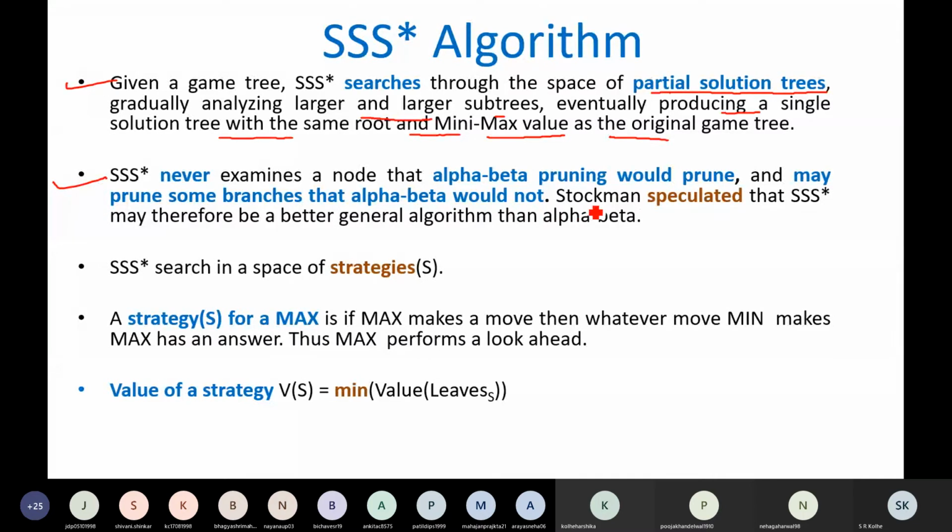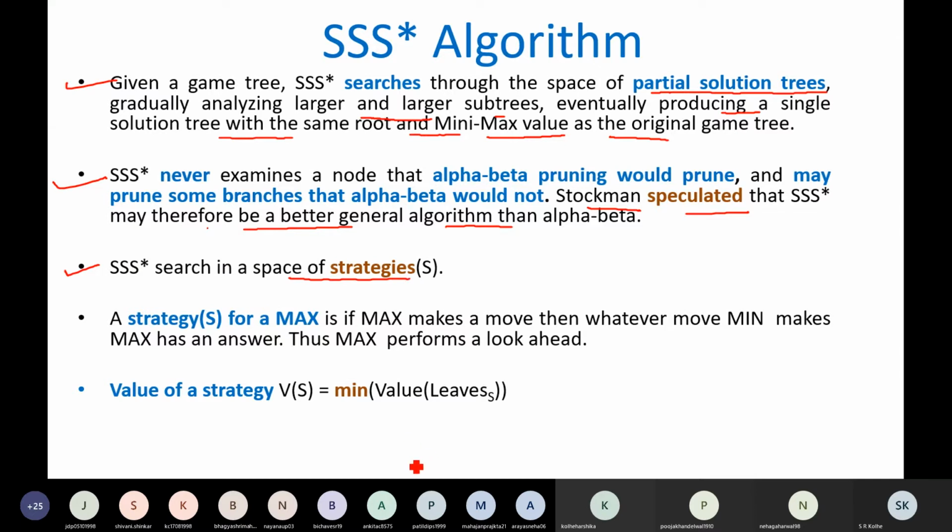At that time, you will find in the literature that Stockman speculated that SSS star may therefore be a better general algorithm than alpha beta cutoff. But later on you will find that SSS star has not been used much because of the complexity involved in implementation of this algorithm. But theoretically it is better than alpha beta cutoff algorithm. Therefore, we can say that SSS star searches in the space of strategies, not nodes.